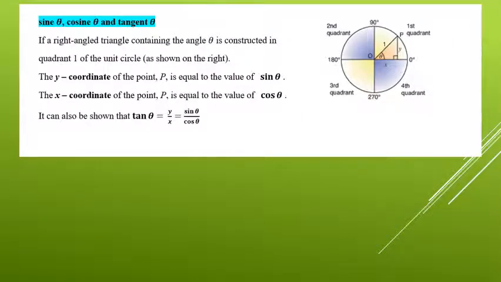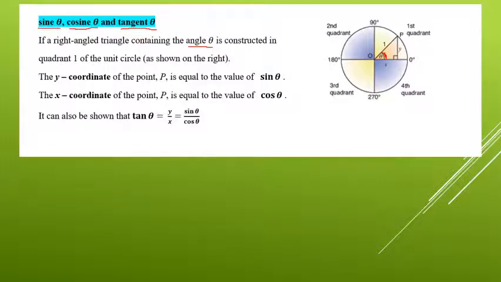Okay, we have 3 functions or 3 rules that come from the unit circle. They are called sine of theta, cosine of theta, and tangent of theta. And it works like this. So we have a right angled triangle containing the angle theta. If you look at the diagram here, this is theta, the size of the angle. And we can see it's constructed in the first quadrant of the unit circle.